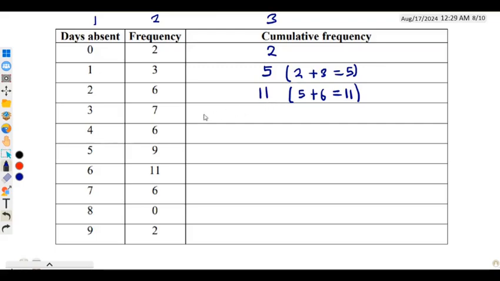7 plus 11. Okay, so 11 plus 7, what do you get? You get 18. So here we are going to have 18. So we have gotten 11 plus a 7. Okay, and this has given us what? 18. Then to find the cumulative frequency here under this frequency for 6, you get 18 plus 6.